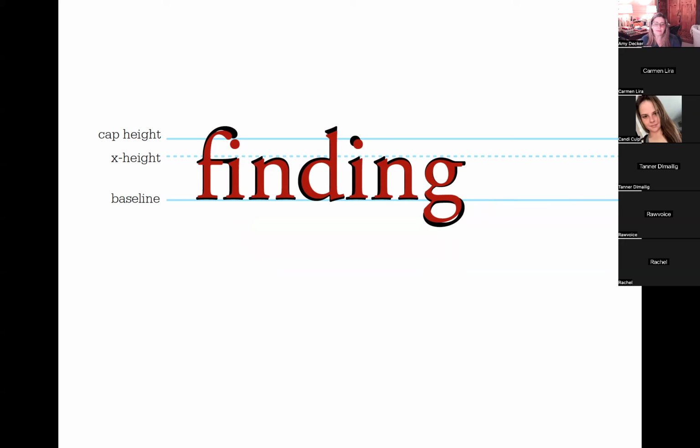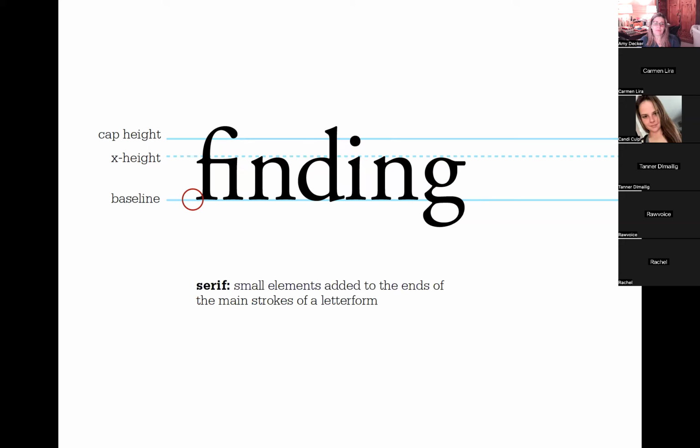Everything that's in red here is referring to a stroke. When the letter forms are being drawn, they're called strokes. It's any line that defines the basic letter form. Here is a serif, which is those small elements that are added to the ends of the main strokes of a letter.